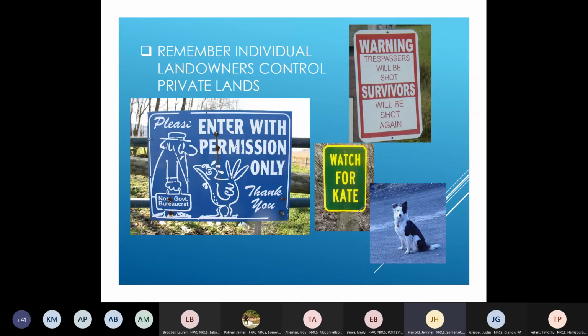Always let them know we're coming. It's kind of funny, watch for Kate, the guard dog. That's one thing you always have to be careful of: dogs. I've never been bitten, but there are some scary ones. I might just sit in the car and wait for somebody to come out.